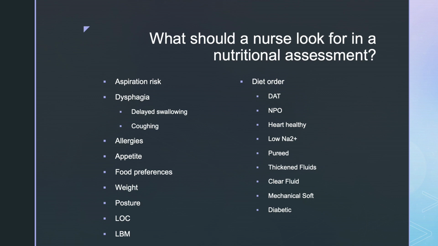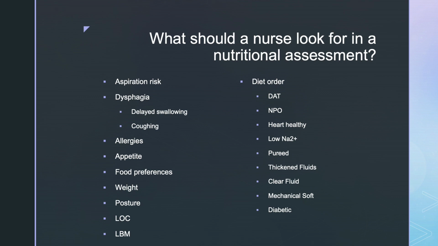Pureed diets are food that is pureed. This is for patients that have challenges with mechanical aspects of their digestion, so the inability to chew properly. They might be missing dentures, they might be unable to chew and swallow safely, and so we give them pureed food. Thickened fluids, again, this is for patients with a risk of aspiration.